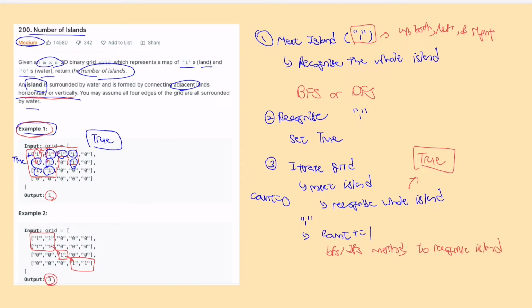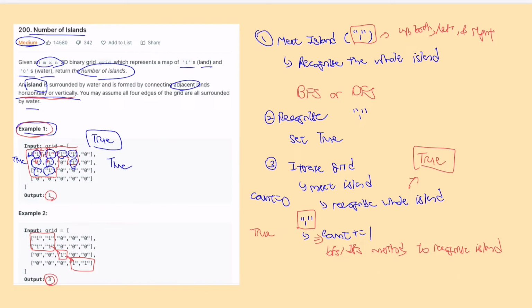This is because as I change all the values to true, for the subsequent iterations these islands will no longer be treated as 1. So that is why this count plus equal 1 will count the island and recognize it as a whole entity, simply because I have changed the values to true. So that is how the general algorithm will work.